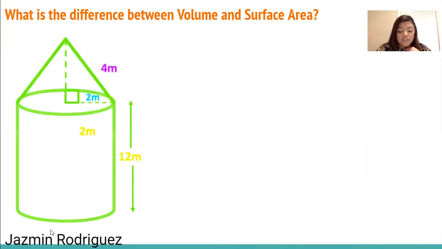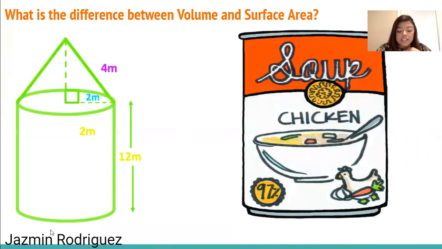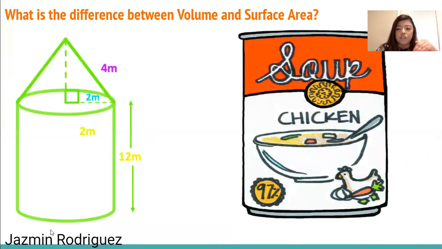Think of a can of soup. The surface area is the amount of aluminum that it takes to actually make the can. Now let's think about volume. Volume refers to the amount of space inside of the 3D shape. Let's think about our can of soup as well. That would be how much soup, for example, would actually go in our can of soup. The volume would be the amount of soup that it holds. Okay, that makes sense.